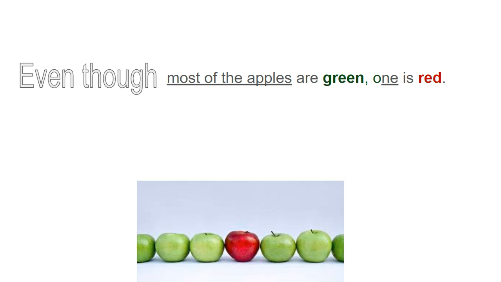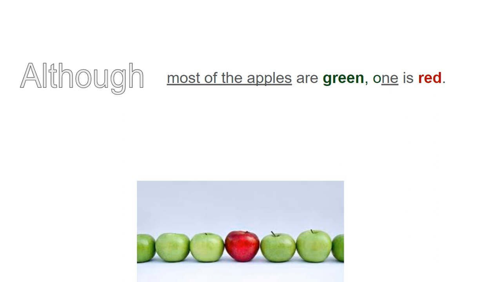Okay, that comma tells us one sentence, one clause finished, and the new clause is starting. So even though most of the apples are green, one is red. Can you hear? There's a pause where that comma is. There's a little stop.